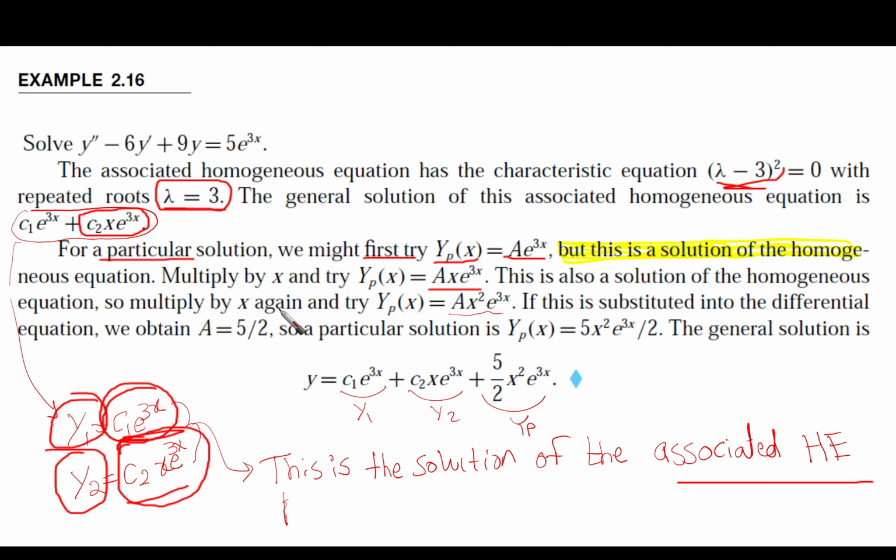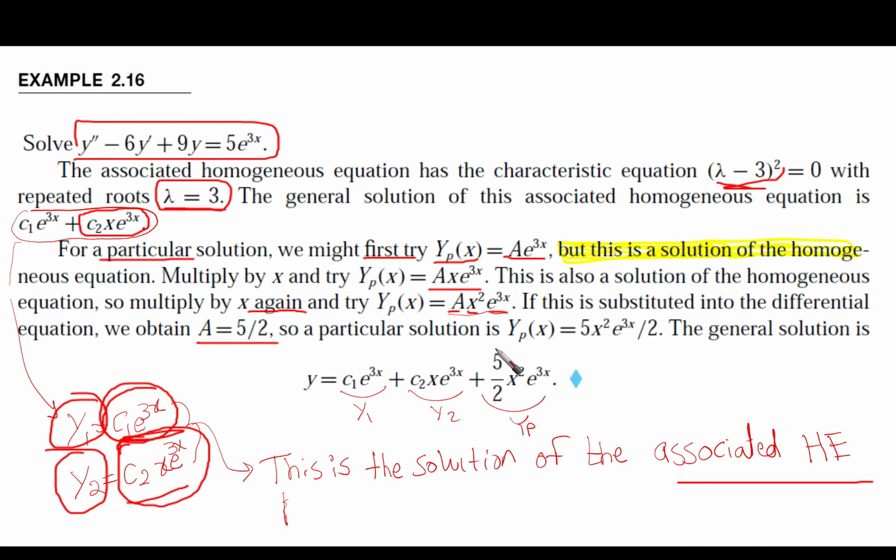So multiply by x again, and try y particular equal to a x squared e to 3x. If this is substituted into the original differential equation, after taking the first derivative and the second derivative of this one, you can do it by yourself, we're going to find that a equal to 5 over 2.